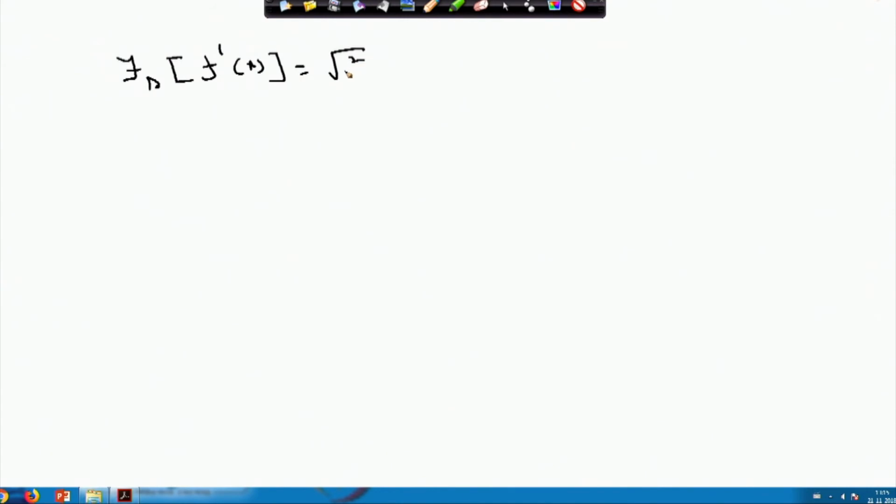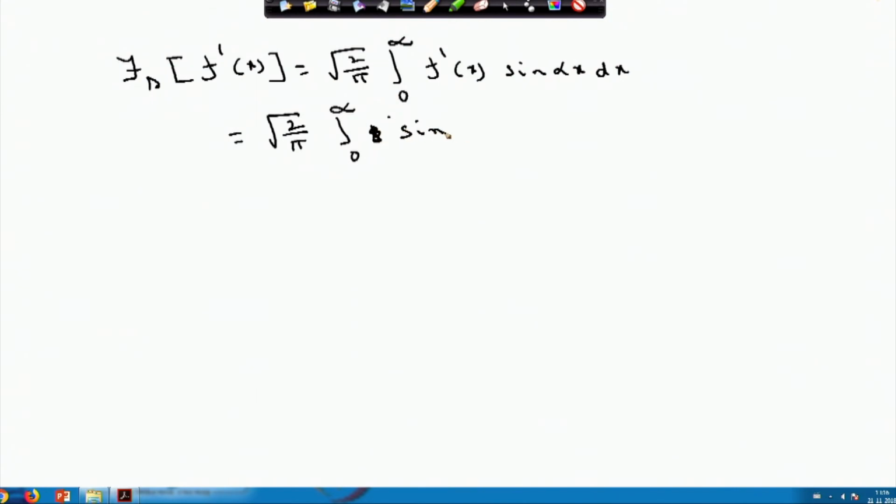In the same way, we can approach the Fourier sine transform: root over 2 by pi, integral from 0 to infinity of f dash x into sine of alpha x dx. I will keep sine of alpha x as it is, and f dash x is d of f x into dx. Now use integration by parts.